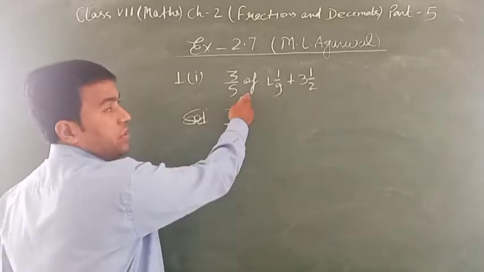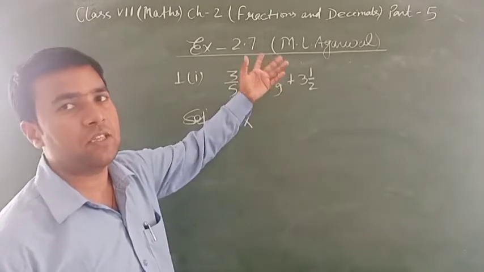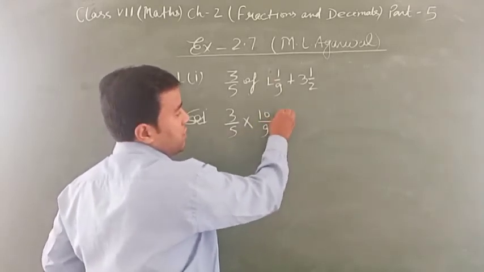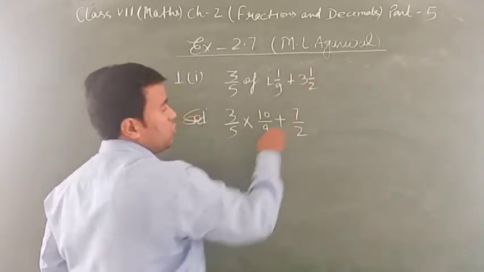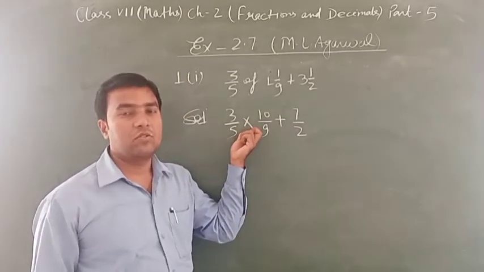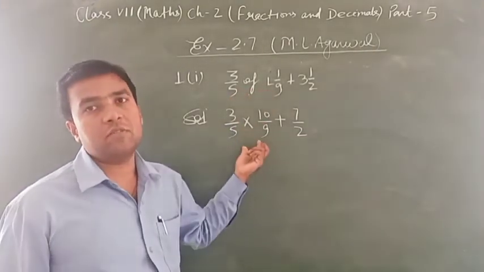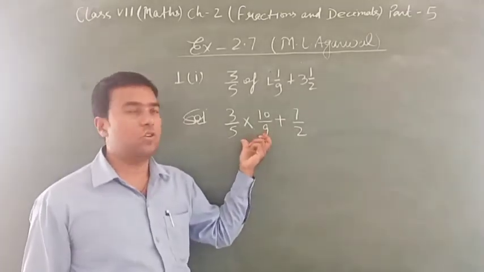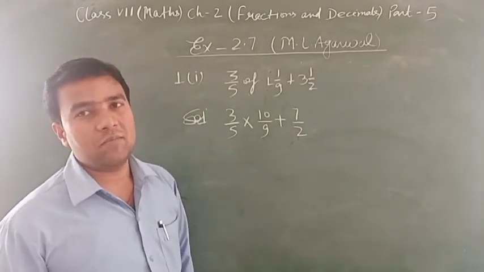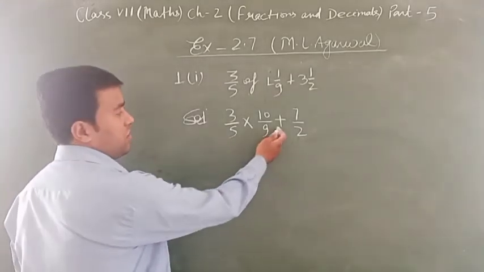3 by 5 of means multiply. 1 whole 1 by 9 is given in mixed fraction, change it into improper fraction: 9 ones are 9 plus 1 is 10, so 10 by 9. Plus 3 whole 1 by 2: 2 threes are 6 plus 1, 7 by 2. See here, the multiply sign is given. So 3 by 5 of means multiply, first you will find this. You don't do 10 by 9 plus 7 by 2. If you add this first, your answer will come incorrect. First of all, you solve this and this.